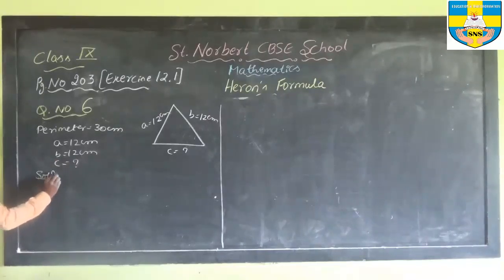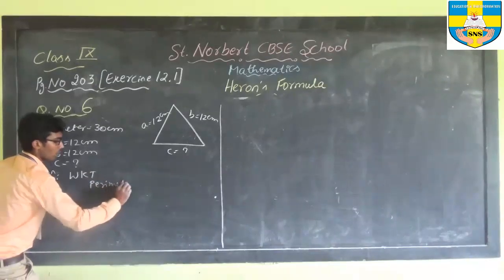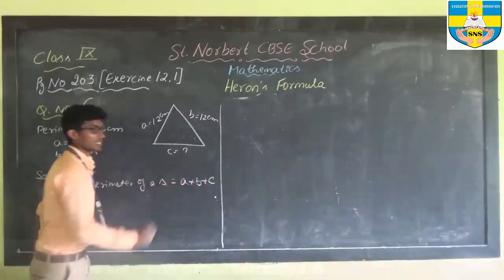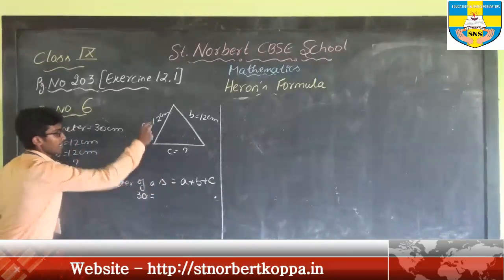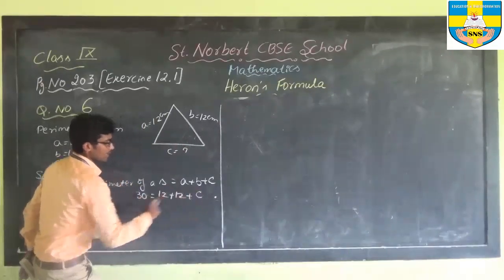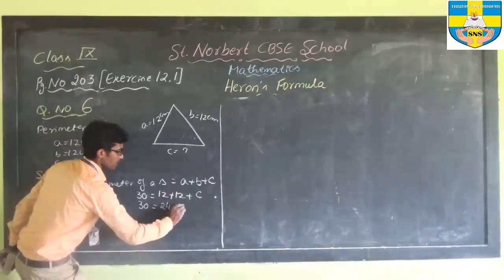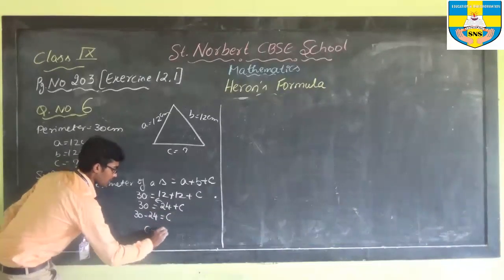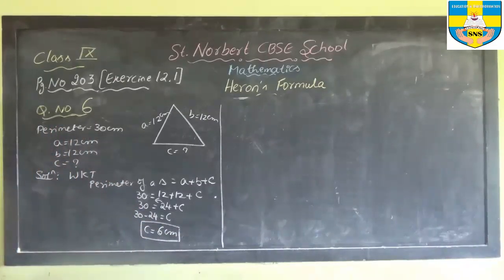In the solution, we can start with, we know that the perimeter of a triangle is equal to A plus B plus C. Then the perimeter is already given. 30 is equal to A. A is 12. Since it is an isosceles triangle, B is also 12. C you can keep as it is. 30 is equal to 24 plus C. If you bring this side, 30 minus 24 is equal to C. C is equal to 6 centimeter. 30 minus 24 is nothing but 6 centimeter.